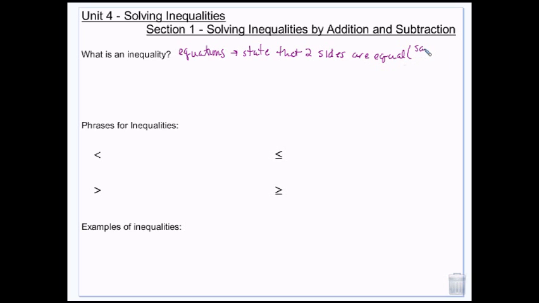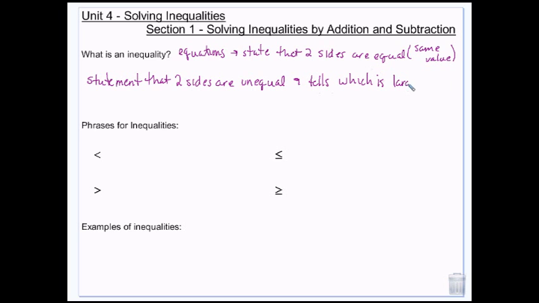which means they have the same value. Okay, an inequality is a statement that two sides are unequal. And it tells which is larger or which is smaller, depends on how you look at it. Okay, so this is what an inequality is.